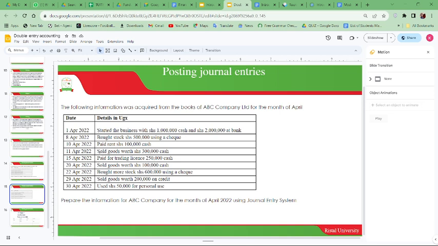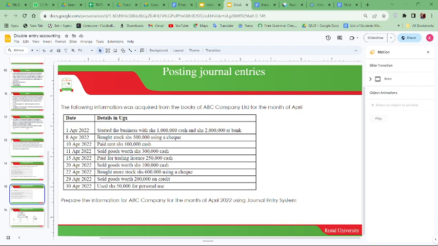So we go to 11th April. Sold goods worth 300,000 shillings. So here, the company sold goods using cash, so it means the company is giving out the goods. It means the stock is losing, and then cash is receiving. Because when you sell goods, the company gets the money, and then the stock reduces.